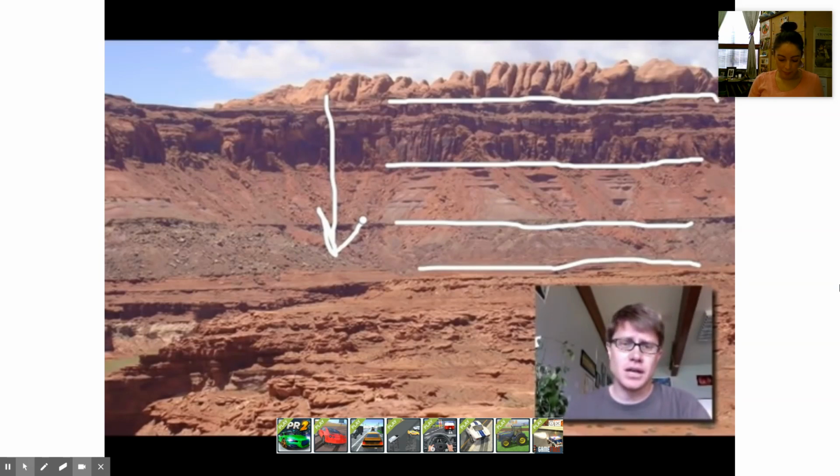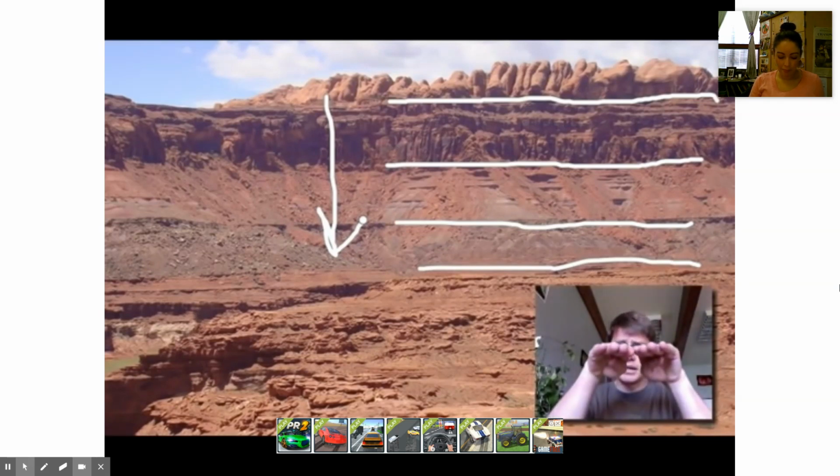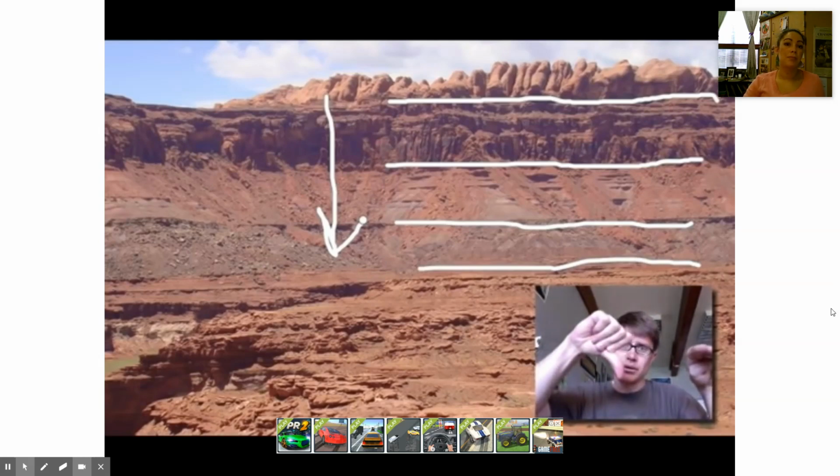Another thing that you should understand is that rock is going to be laid down horizontally. In other words, rock will be laid down flat because gravity is always pulling down.